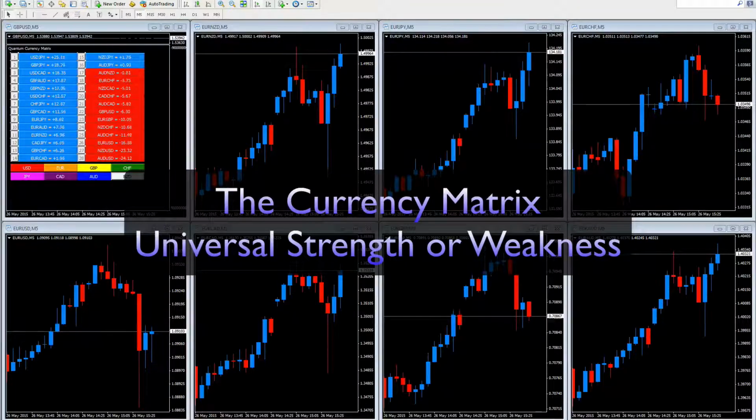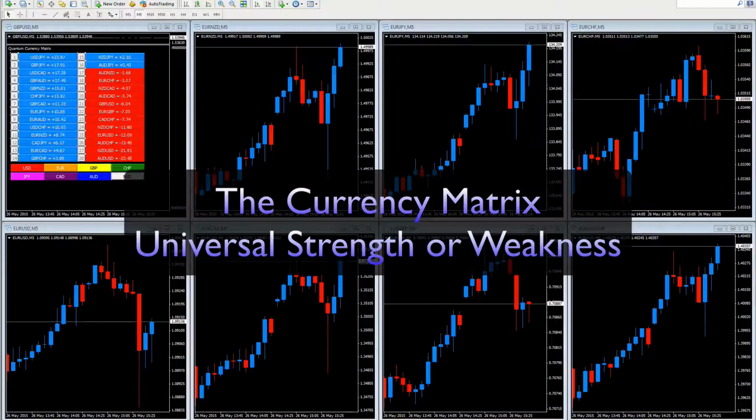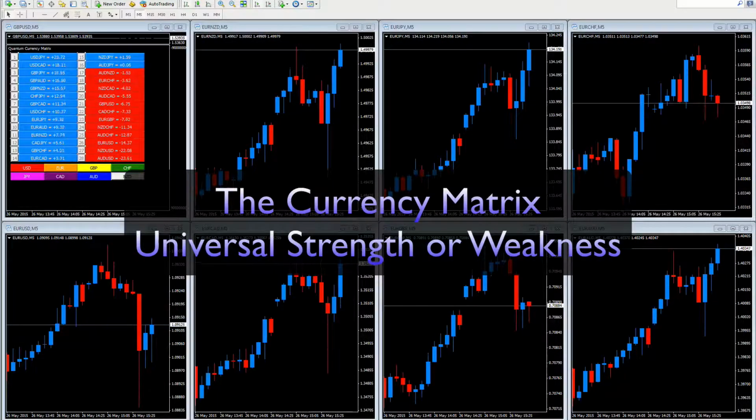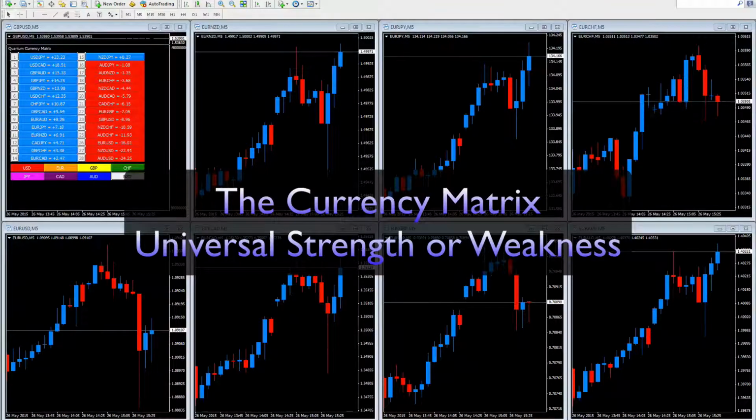Remember that with the currency strength indicator, we're looking at individual currency strength and weakness, and with the currency matrix, we're looking at the global view of that currency strength and weakness reflected across the related pairs.